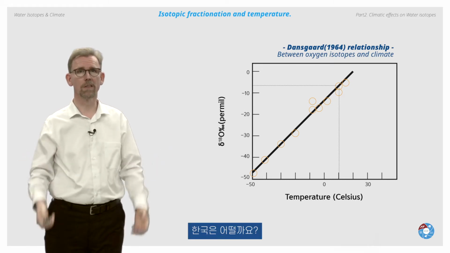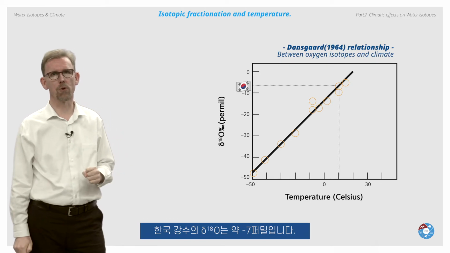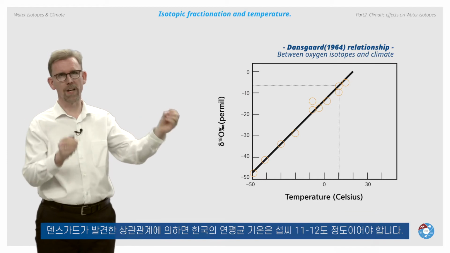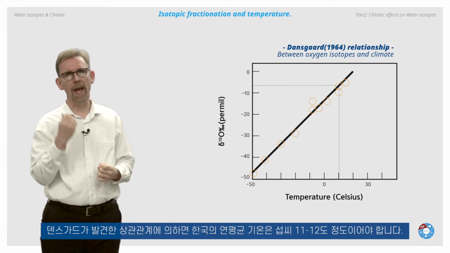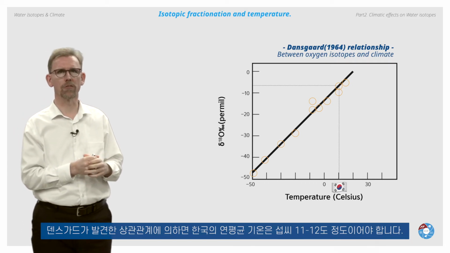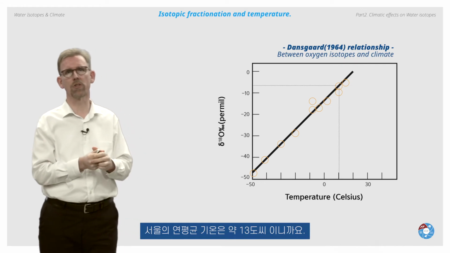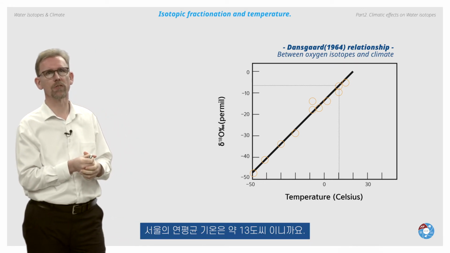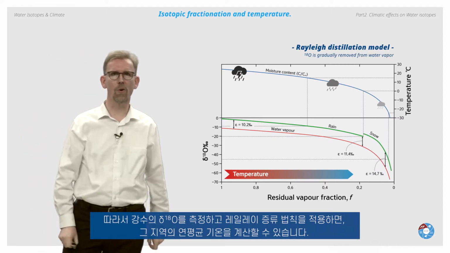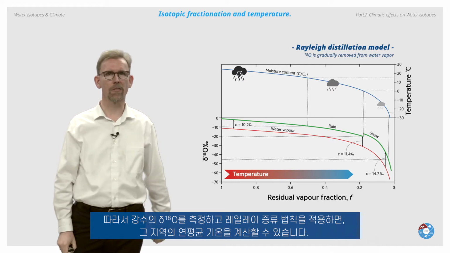What about Korea? Korea's rainfall has about -7 per mil delta 18O. According to the Dansgaard relationship, the annual mean temperature in Korea should be around 11 to 12 Celsius. This is actually not a bad estimate. The annual mean temperature in Seoul is about 13 degrees Celsius. So, by measuring rainfall delta 18O and knowing the Rayleigh distillation law, we can calculate the annual mean temperature.